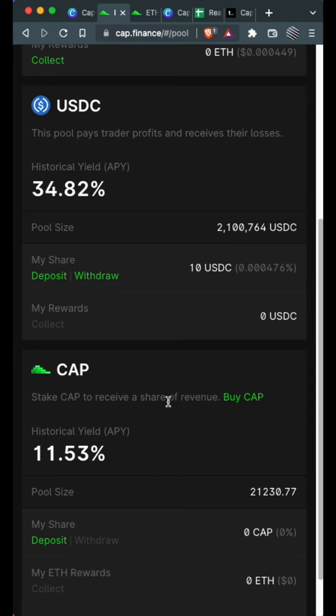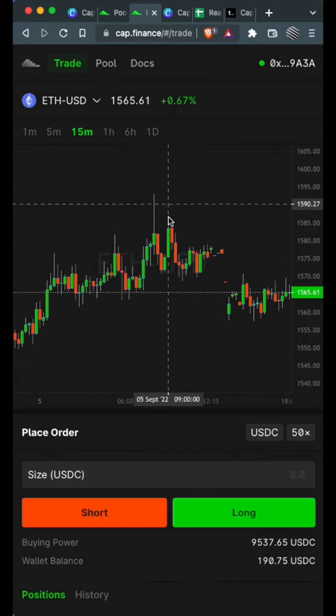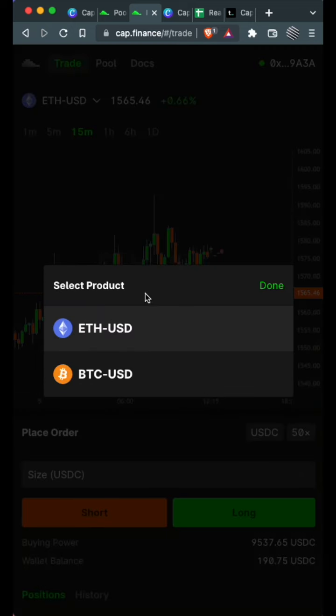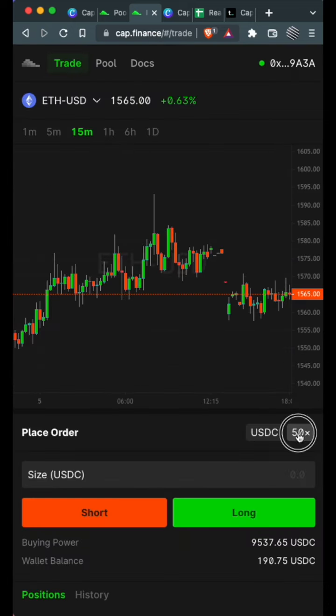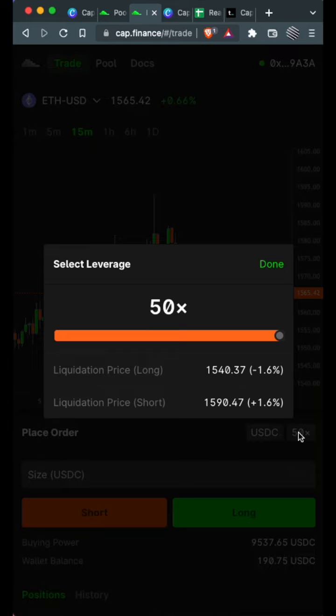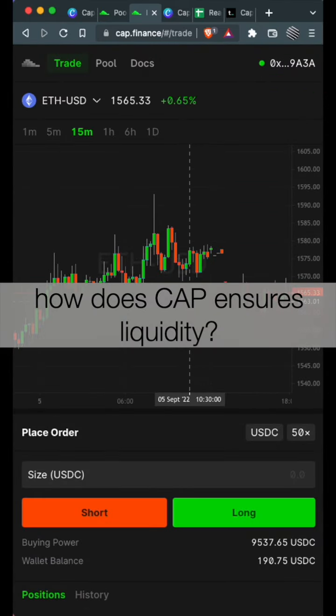Before we jump into the yield, we need to understand how the protocol works. CAP is a decentralized exchange for synthetic assets. Currently it only has two pairs, ETH and BTC. On CAP you can go up to a maximum leverage of 50x. But how does CAP ensure its liquidity?